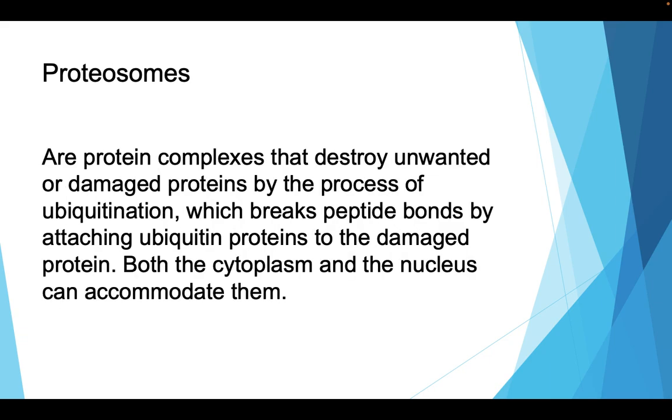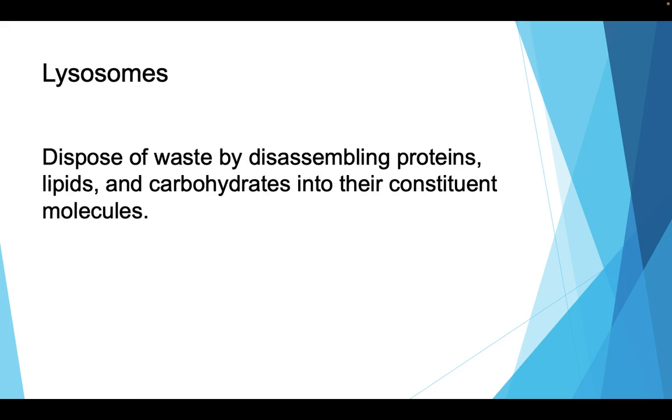If we talk about proteasomes, they are protein complexes that destroy unwanted or damaged proteins by the process of ubiquitination. What happens is that it breaks down proteins by adding ubiquitin to the protein, which triggers the proteasomes to be attracted to that protein and break it down. So that would break down the polypeptide by attaching ubiquitin proteins to the damaged protein. This can happen in the cytoplasm and the nucleus, which can accommodate both of them, right? The other ones only happen in the cytoplasm.